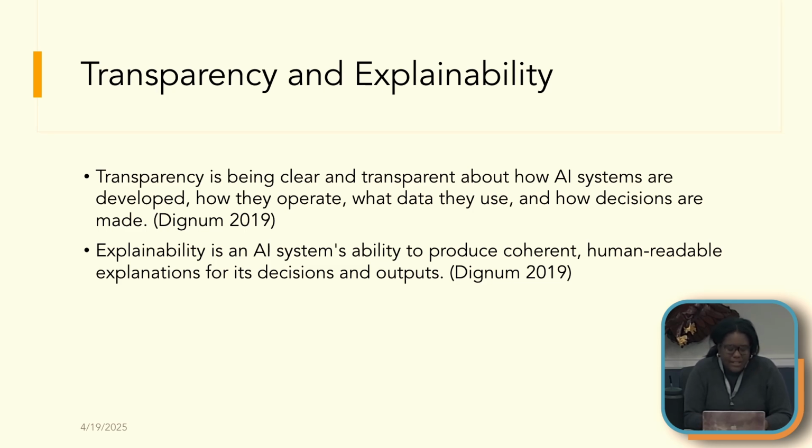And then explainability is an AI system's ability to produce coherent and human readable explanations for its decisions and outputs.